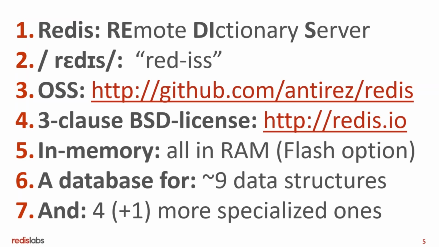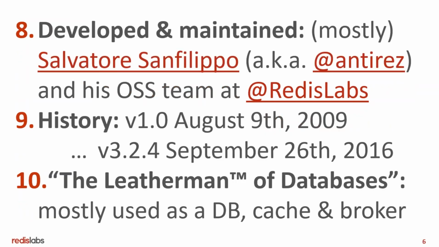Let's go on. If you've heard about Redis, or even if this is the first time you've heard about Redis, then you should know that Redis is developed and maintained mostly by Salvatore Sanfilippo, also known as Antirez, and his open source team at Redis Labs. A very brief overview of the history of Redis. It started way back in 2009, about 7 years ago. The first version of Redis was released, and we've just released the most recent version a month ago.